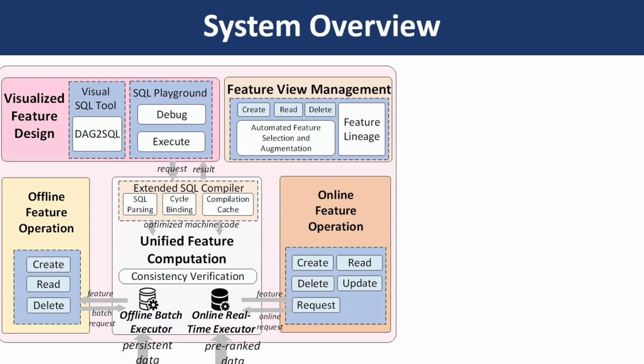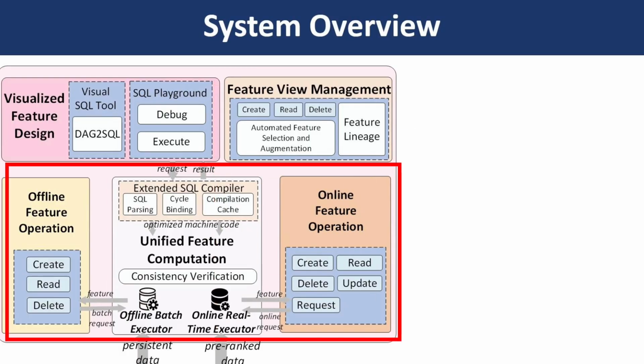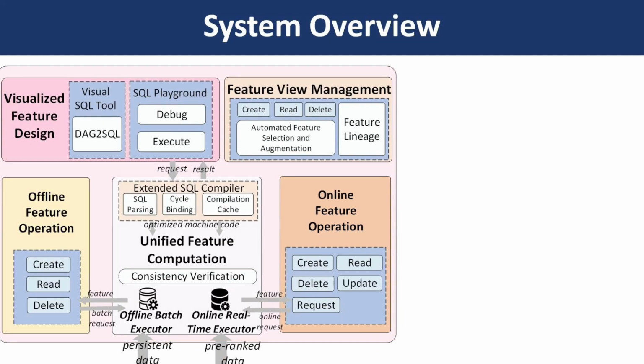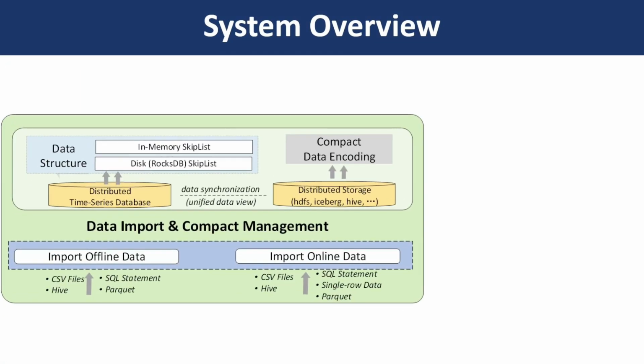Third, FeatInsight employs execution engines optimized for ML scenarios. For offline data, it enhances resource utilization by parallelizing window operations on the same tables, and mitigates data skew by dynamically reassigning window data. For online data, we apply pre-aggregation to handle long time intervals. For data import and compact management, FeatInsight employs a compact encoding format that reduces memory usage by combining fixed size and variable size data structures.